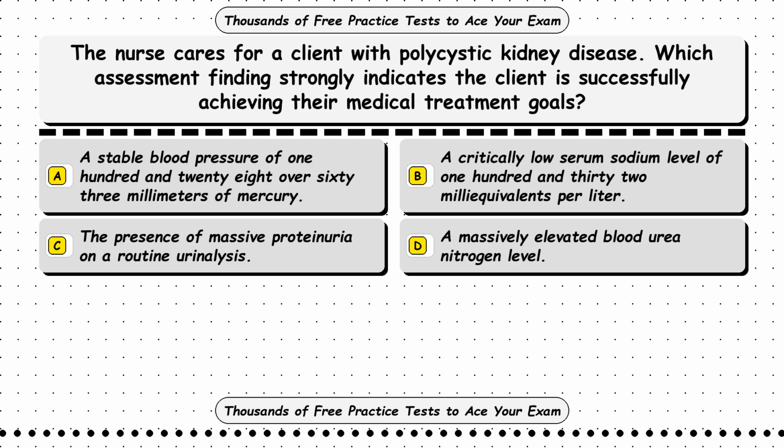Question 112. The nurse cares for a client with polycystic kidney disease. Which assessment finding strongly indicates the client is successfully achieving their medical treatment goals? Option A. A stable blood pressure of 128/63 mm of mercury. Option B. A critically low serum sodium level of 132 milliequivalents per liter. Option C. The presence of massive proteinuria on a routine urinalysis. Option D. A massively elevated blood urea nitrogen level.